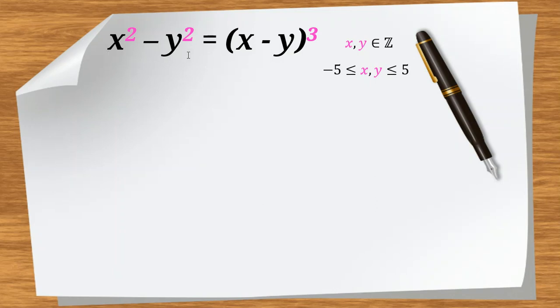x squared minus y squared equals (x minus y) cubed. x and y are integers between -5 and 5. So on the left hand side we have x squared minus y squared.